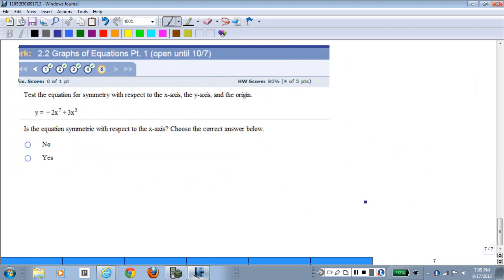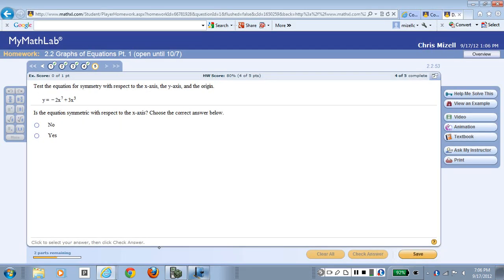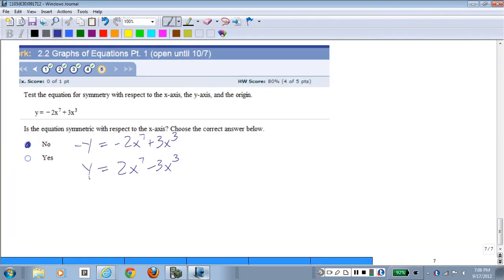If we check for x-axis, we'll say negative y equals negative 2x to the 7th plus 3x cubed. This is not identical to the original. Is this identical to the original? Multiplying both sides by negative 1. Not really. So we've got to say no to the x-axis symmetry. So it doesn't have that. Not feeling great about y-axis symmetry either.